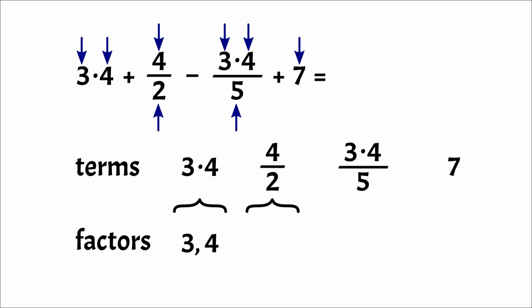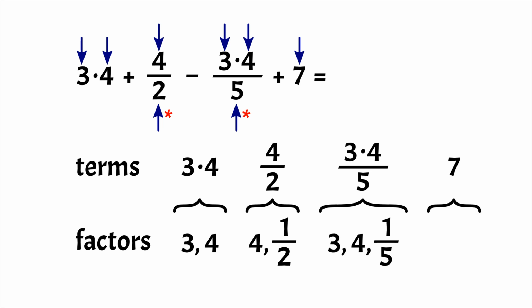The second term also has 2 factors, 4 and 2, since factors are those that multiply. And the third term has 3 factors, those, and the last one, 1 factor, 7.